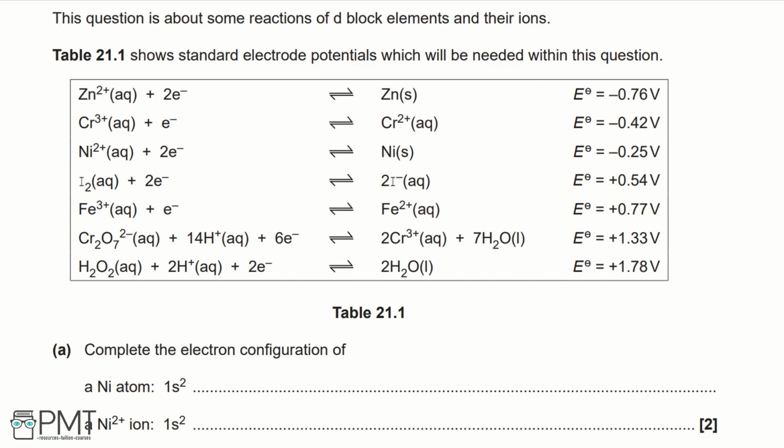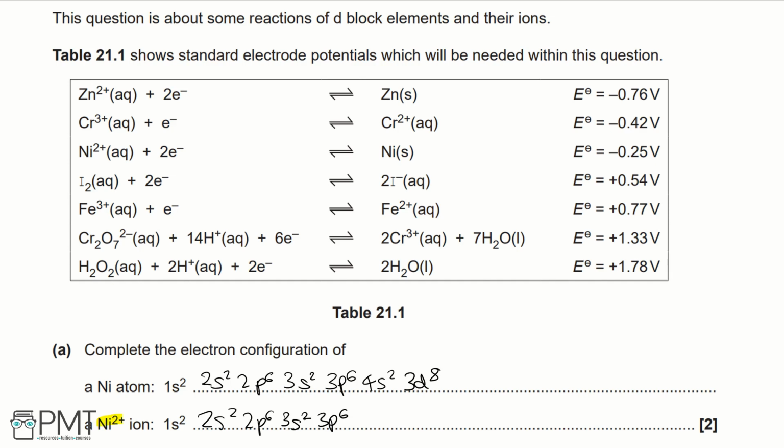The electronic configuration for a nickel atom is 1s2, 2s2, 2p6, 3s2, 3p6, 4s2, 3d8. For a nickel 2+ ion, most of the electronic configuration from the nickel atom will stay the same. So we'll have 1s2, 2s2, 2p6, 3s2, 3p6, but here at the end we're going to change the electronic configuration to lose 2 electrons because we're forming a nickel 2+ ion.